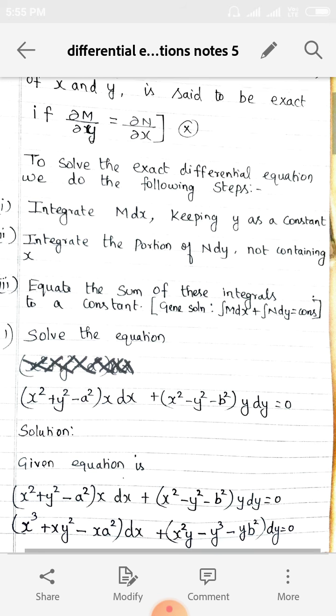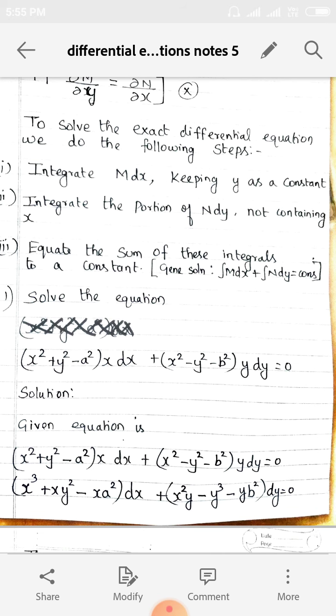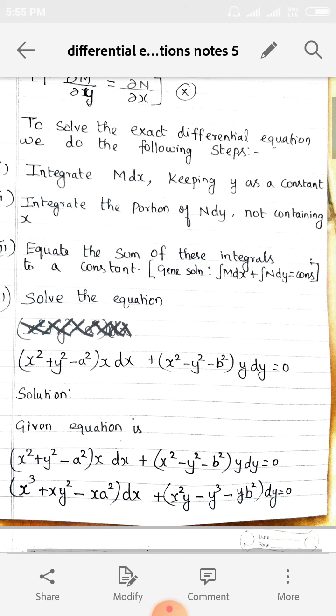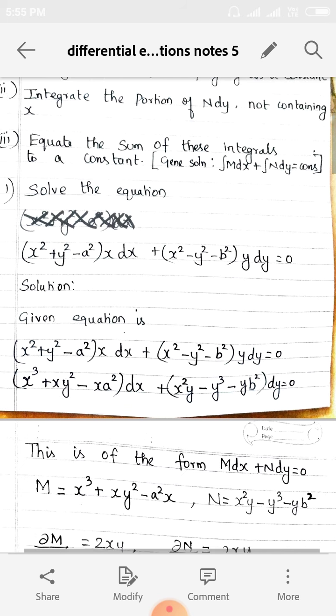Clear? And the third step, equate the sum of these integrals to a constant. So after integrating M dx and N dy, we have to add. The general solution is given by integral M dx plus integral N dy is equal to a constant. This is the general solution. Clear?